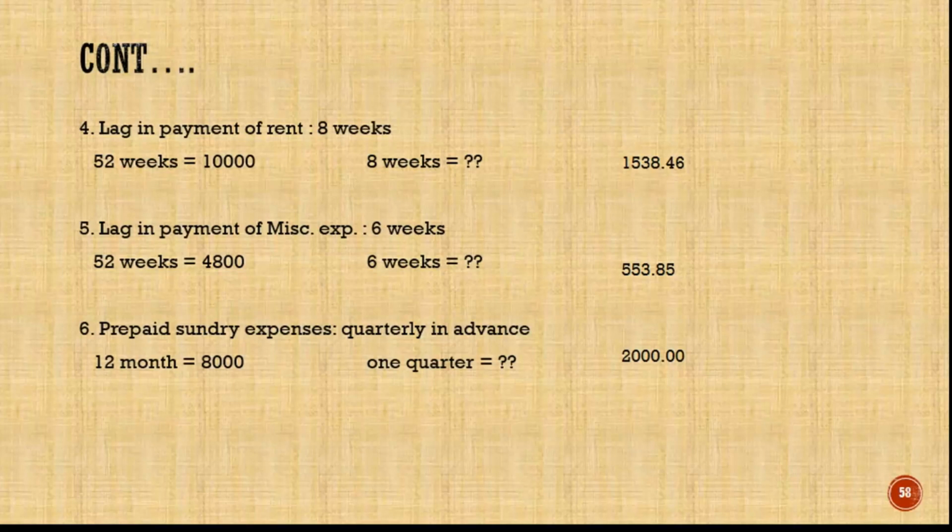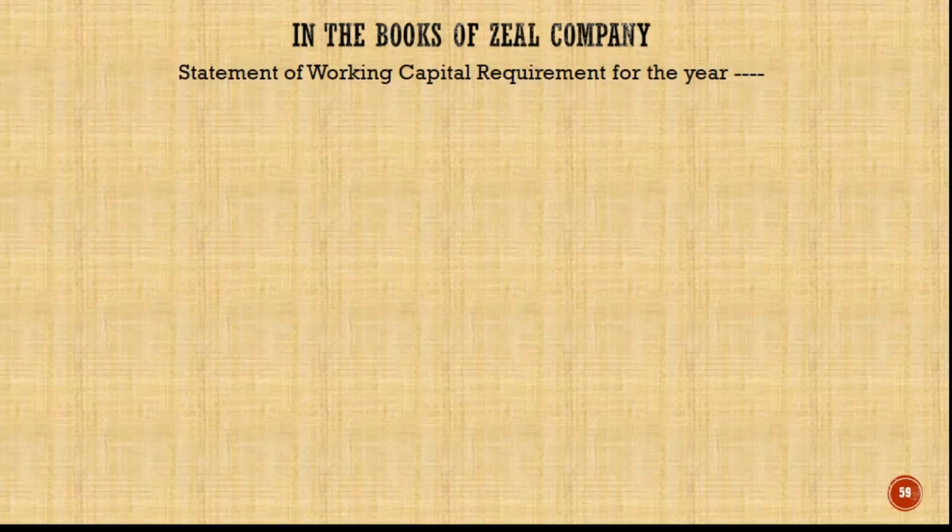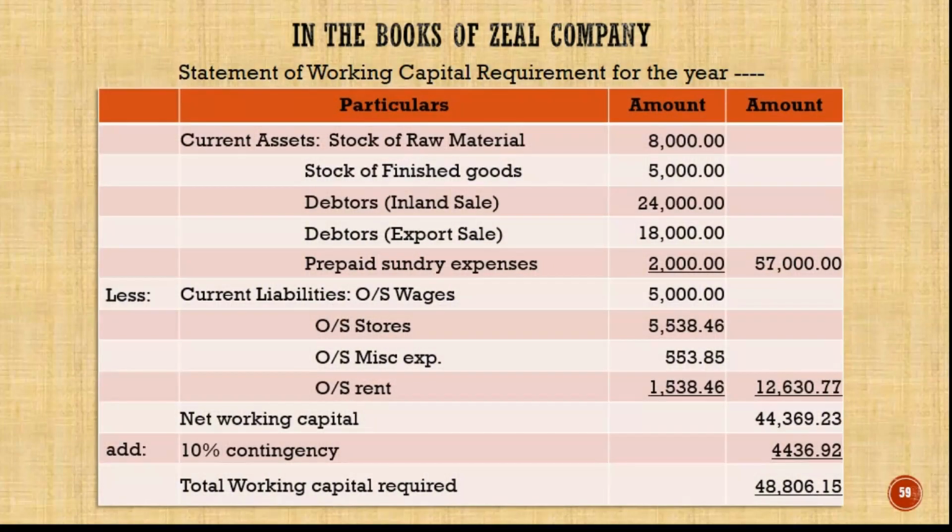In this way, we can calculate the requirement of various current assets and current liabilities. Now here we have completed the calculation, and let us move to the preparation of the statement of computation of working capital requirement for a given period of time. So it is in the books of Zeal Company, statement of working capital requirement for the year, and this is the statement, with particulars, an inner amount column and an outer amount column.